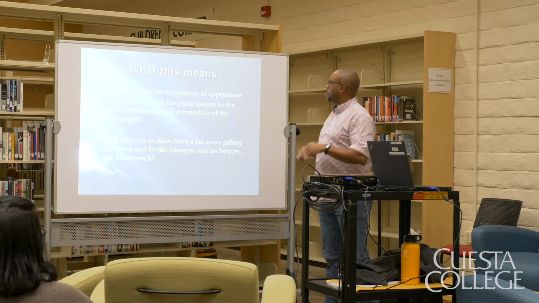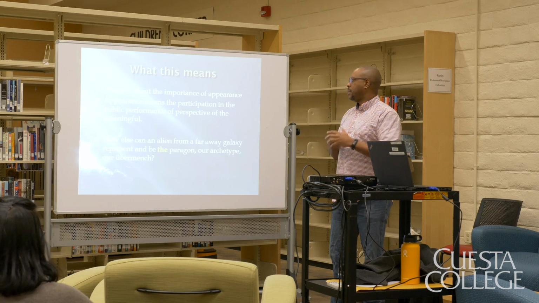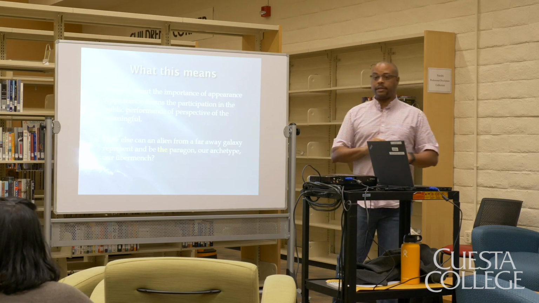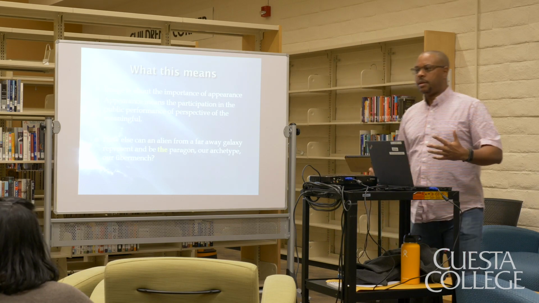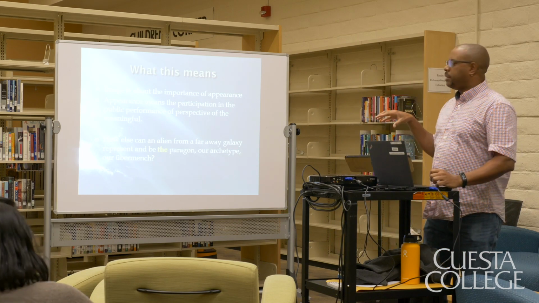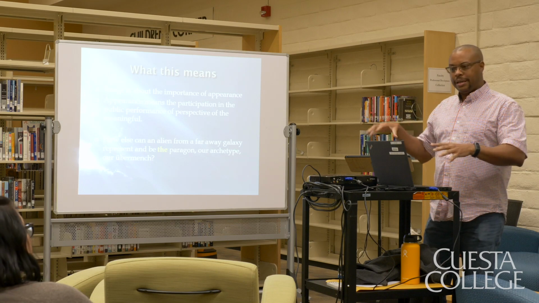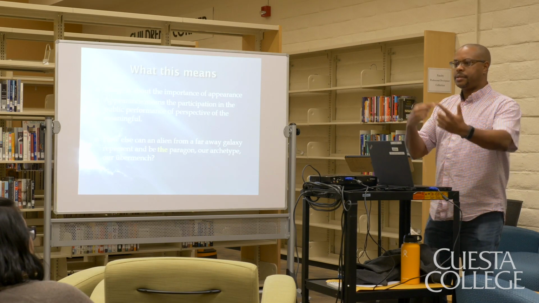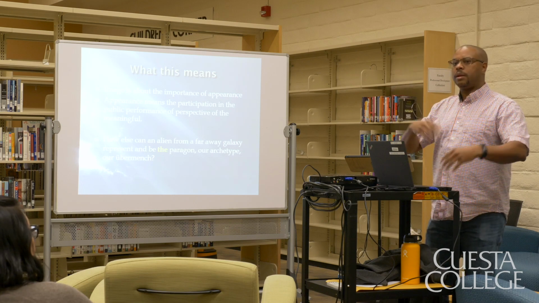So image is about the importance of appearance. Appearance in this sense means the participation in the public performance of perspective, of what's meaningful. So the reason why Batman looks the way he does is because this is how we understand him. He appears that way. Dark, brooding, guess what he is?